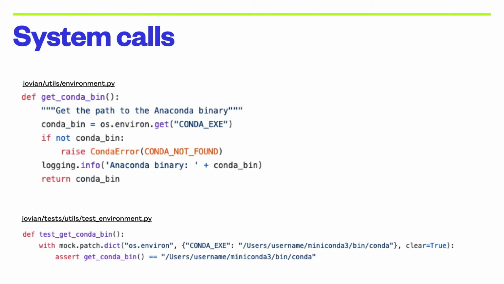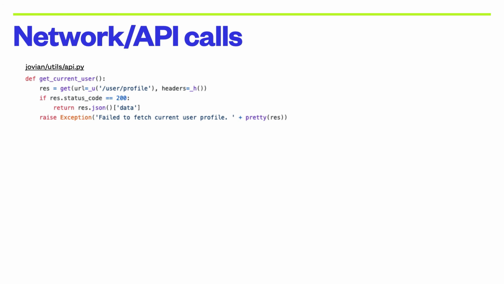Right, so system calls is when you should use mocks. Next is network or API calls. You wouldn't want your production or staging API to get bombarded with these API calls every time you run your unit testing suite. That would probably cause some throttling issues. So there's a get current user function, and it does a get request.